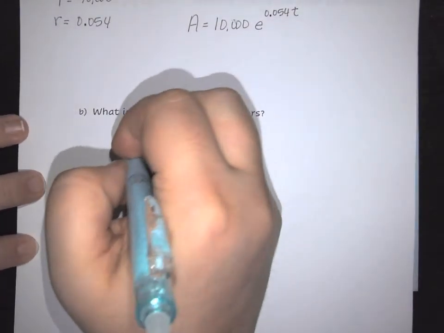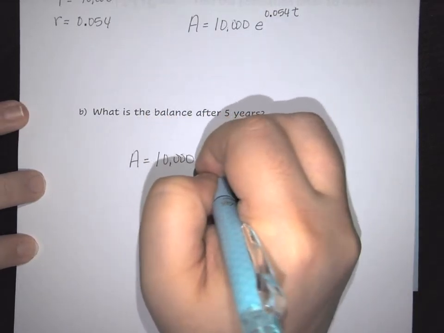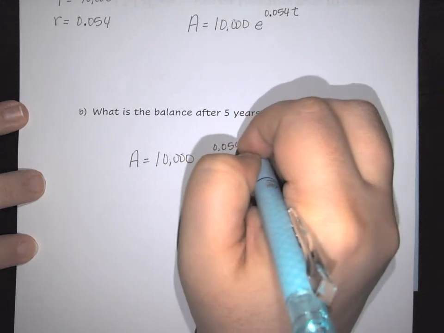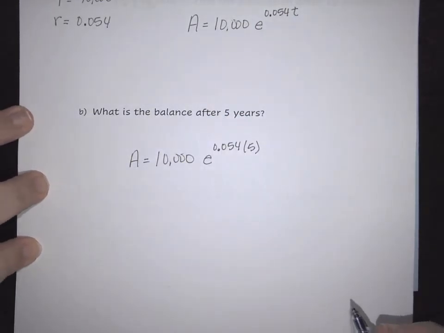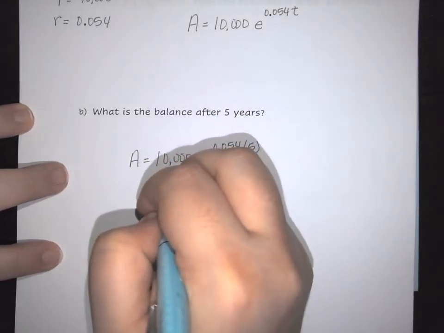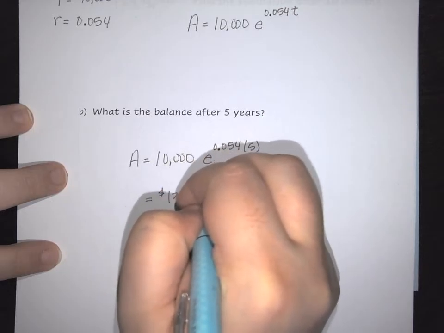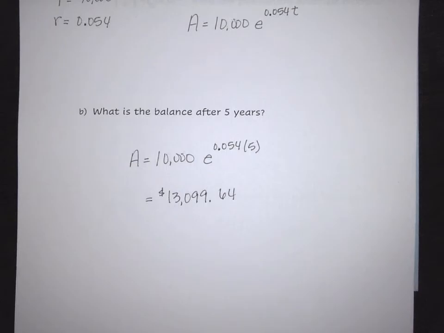The second part wants to know your balance after 5 years. So here we have to use the equation A equals the 10,000 I put in, e to the 0.054, but we have 5 years, so we multiply by 5. Again, we're going to input this into, say, your calculator, and when you're done, you are going to come out with $13,099.64. Now the biggest thing to remember about money problems is you always want to round to the nearest cent.